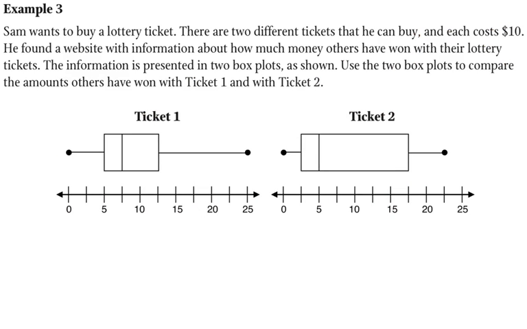Now we've got box plots. Sam wants to buy a lottery ticket. There are 2 different tickets that he can buy, and each cost $10. He found a website with information about how much money others have won with their lottery tickets. The information is presented in 2 box plots as shown. Use the 2 box plots to compare the amounts others have won with ticket 1 and with ticket 2. Okay.